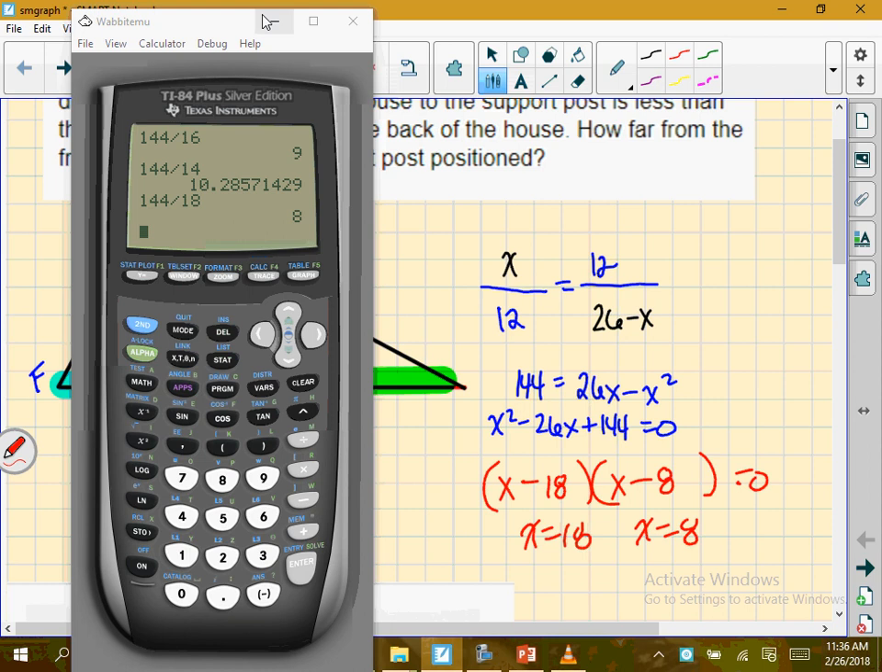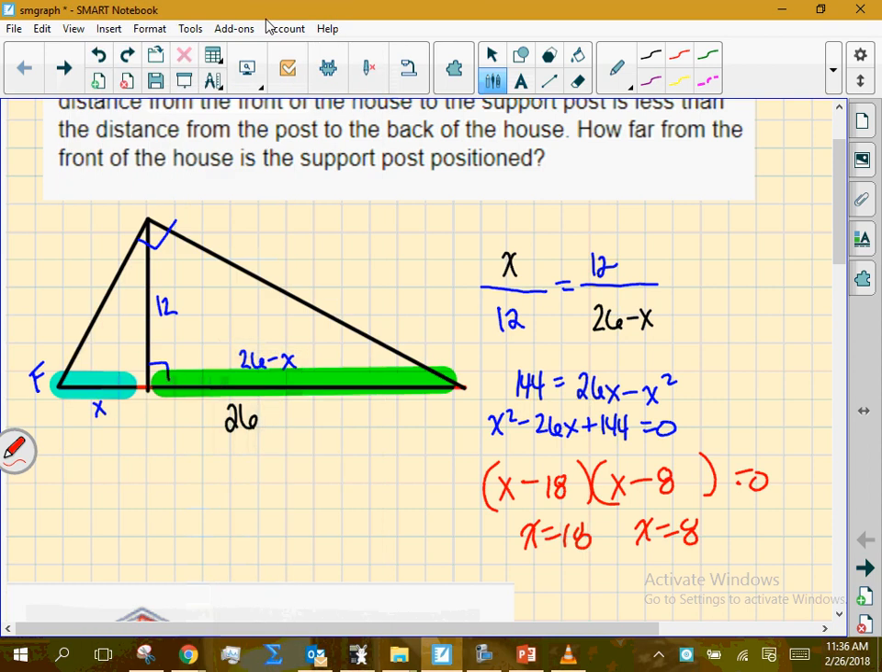Now here's the situation. Here's how you have to answer this. It says it wants the distance from the front of the house to the support, which we let be x, right? And what did they say? They said that the distance from the front of the house to that post is shorter than from the post to the back of the house, right? So the blue distance is shorter, okay?